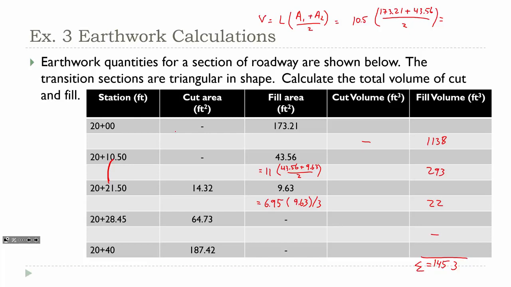So then the cut works in the opposite direction. So we have the transition, so nothing between 20 and 20 plus 1050. Then here we're going to have one of those transition sections. So we have 11 times 14.32 divided by 3.